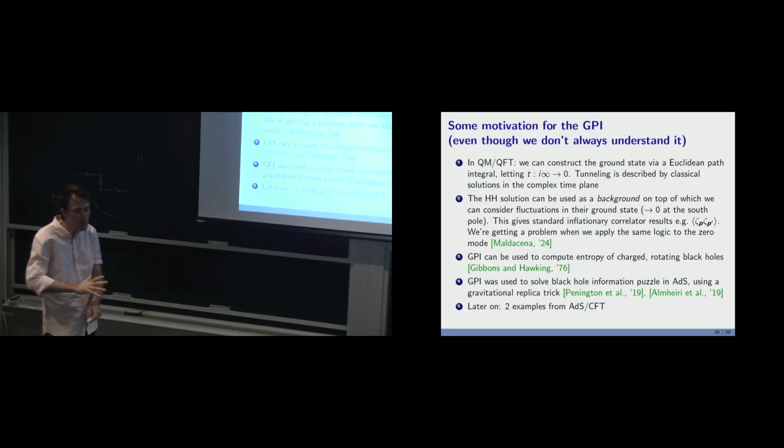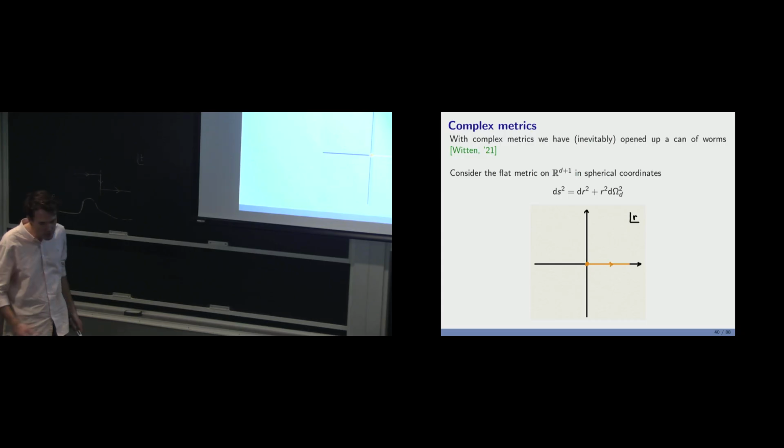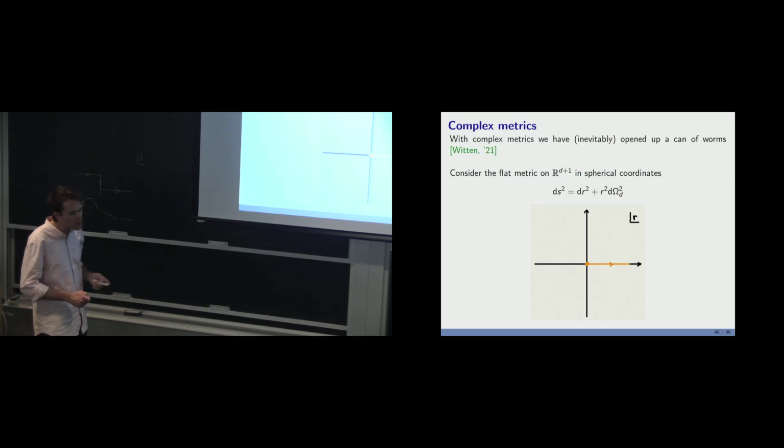I wanted to give some broad motivation. Even though we don't know how to define this gravitational path integral in full, there's some motivation to still use it in the semi-classical limit. I wanted to mention some examples from AdS/CFT, such as the Hawking-Page phase transition, but I'm going to skip the motivation. So we have these complex metrics that we've been talking about, and they're strange. As you see, we got confused also. The idea is that we have these complex metrics on real manifolds.